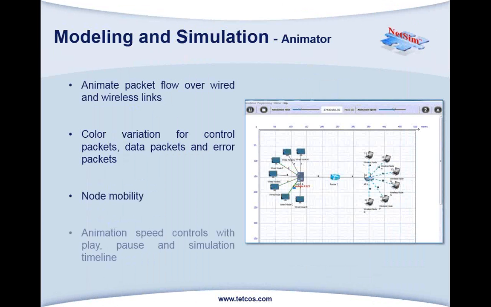This is Animeter. You can see some animation here. Some packets are moving from one node to another. So this is a packet animation player which is available in both the versions. You can change the animation speed from here, from slower to faster and faster to slower.